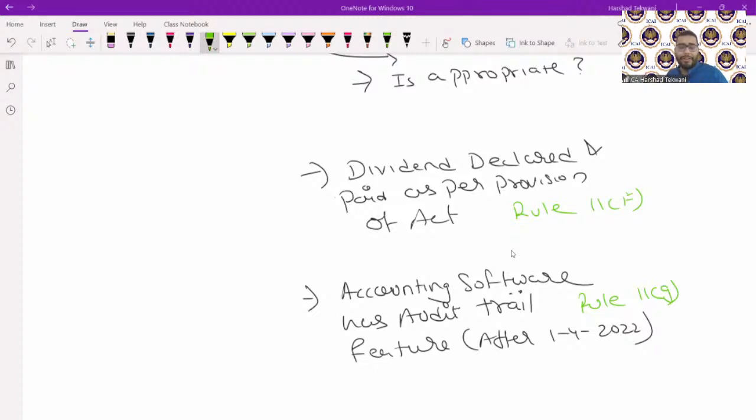For the points in Rule 11, Jay, we saw Rule 11E, for the first 2 points you take a management representation, and then you also perform some procedures to verify whether the management representation is appropriate or not. There are various areas where we take a management representation. During these lectures we'll discuss those areas.